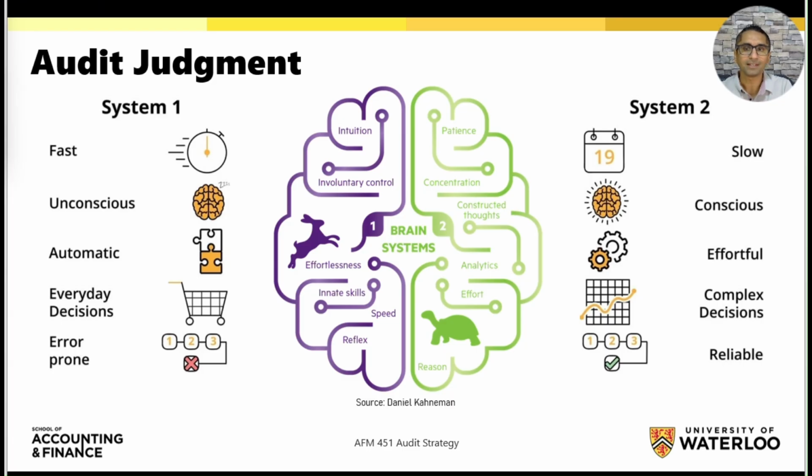It interrupts automatic acceptance and requires reasoned justification. Documentation requirements, consultation protocols, and mandatory fraud brainstormings are institutional tools designed to trigger System 2 thinking. Audit failure often reflects not ignoring the standards, but insufficient engagement of System 2 in the moment of elevated risks.